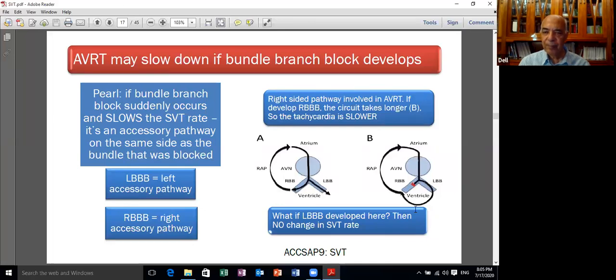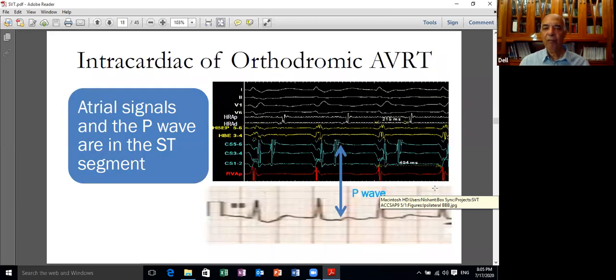So if you have an AV reentry tachycardia using an accessory pathway and a bundle branch block, which is common because of aberrancy due to the accelerated heart rate, and the bundle branch block results in slowing of the rate of the tachycardia, then this confirms AV reentry tachycardia. If you have a right bundle branch block, the accessory pathway will be on the right side. If you have a left bundle branch block, the accessory pathway will be on the left side. So this is an important pearl which helps the electrophysiologist localize the accessory pathway.